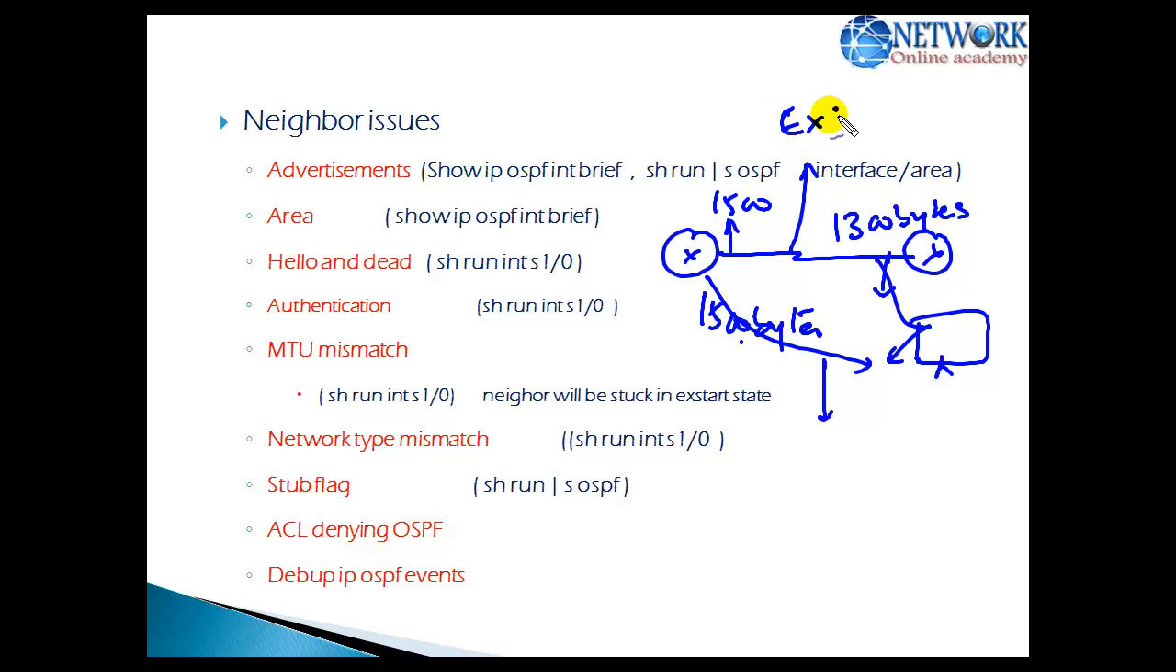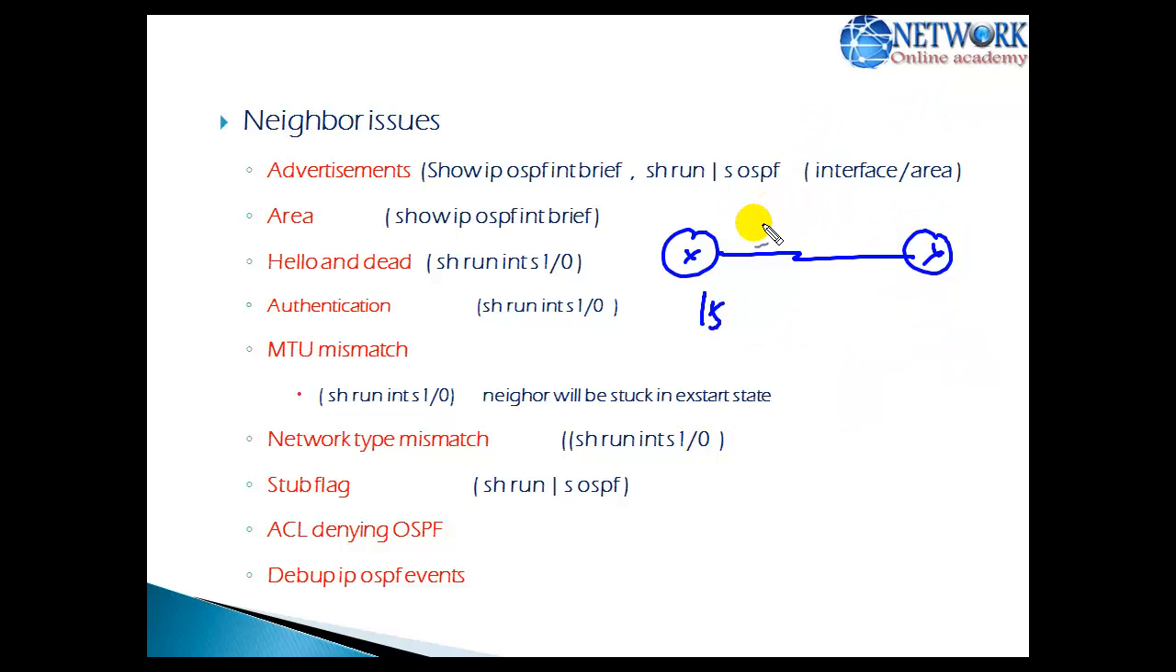And when you see this, your neighborship will stop at the Exstart stage. When you use show ip ospf neighbor, whenever you see the Exstart stage, you have to understand you have some MTU mismatch issues. So that might be one of the reasons your neighborship is stuck in the Exstart stage.